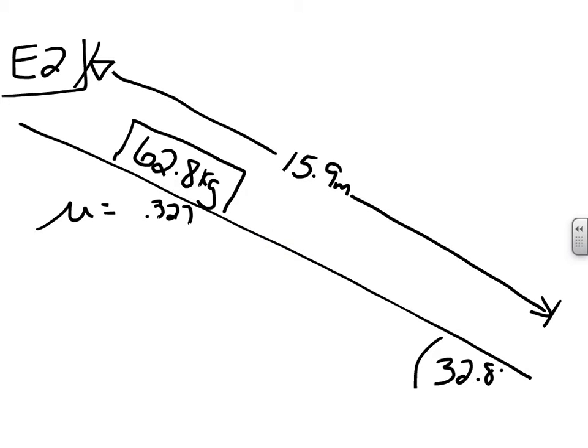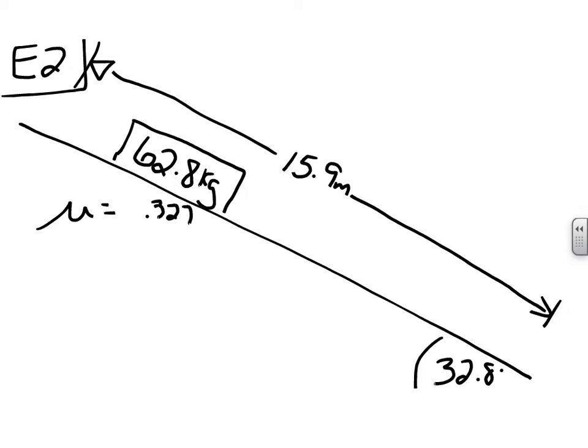Problems E2 looks difficult when you first look at it, but it's not as bad as it looks. We have a 62.8 kilogram box on a ramp inclined to 32.8 degrees. The coefficient of friction is 0.327. We want to know the final speed of the box if the ramp is 15.9 meters long.